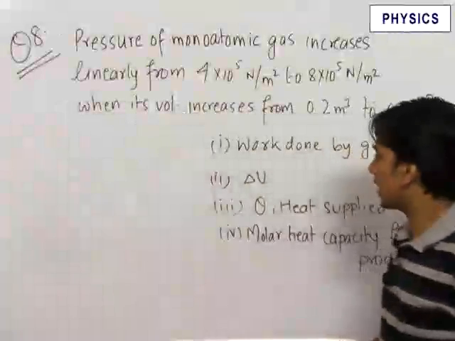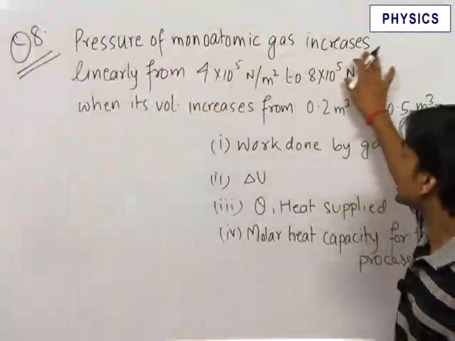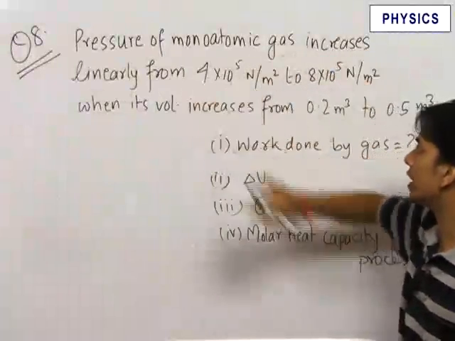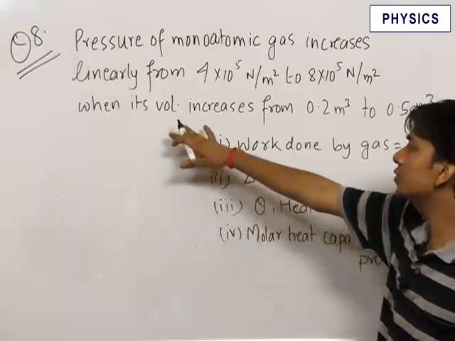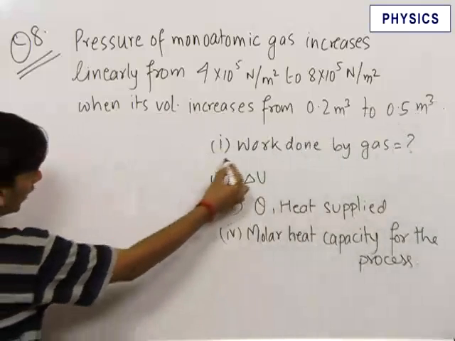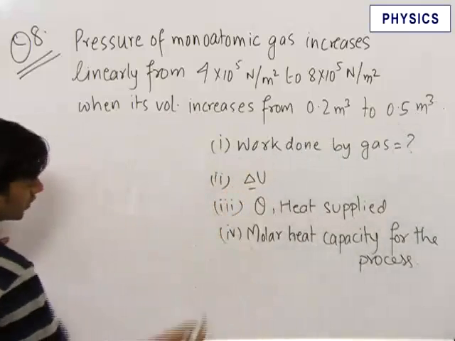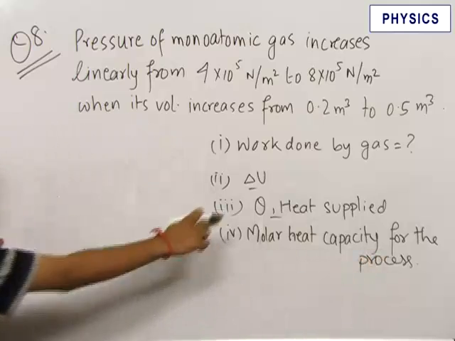So the next question that we have is a series of questions as subparts. The pressure of the monoatomic gas increases linearly from 4 into 10 to the power 5 newtons per meter square to 8 into 10 to the power 5 newtons per meter square when its volume increases from 0.2 meters cube to 0.5 meter cube. We need to find out the work done by the gas, the change in internal energy of the gas, the heat supplied to the gas, and the molar heat capacity of the gas for the process.